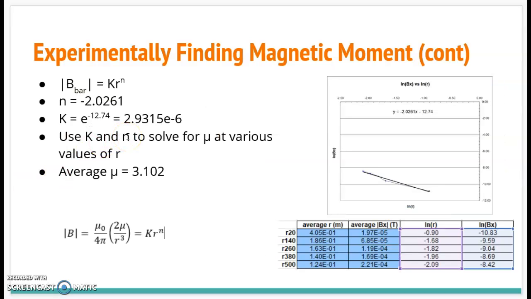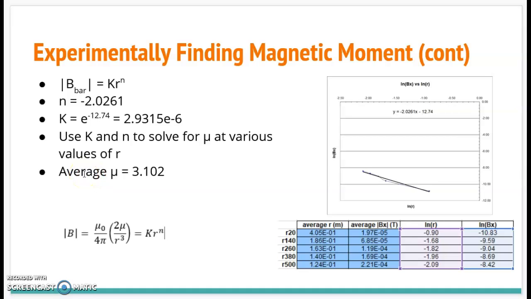And then plugging this into a regression formula such that the net magnetic field of the bar was k r to the n, we found n to be about -2.0261, k to be about 2.9 e to the -6. And using k and n to solve for the magnetic dipole moment, we found that to be about 3.1. And that's again using the formula for the magnetic dipole shown here.